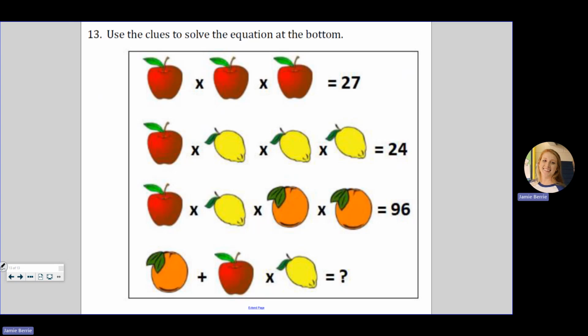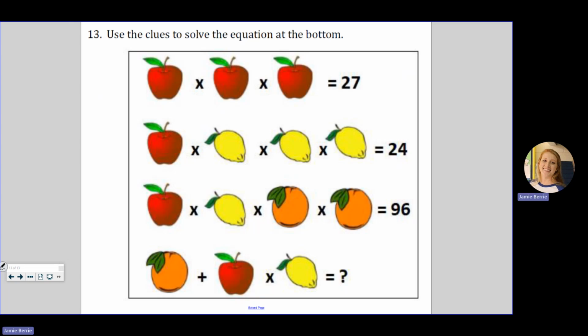Oh, yeah. This is my dad's worst nightmare on Facebook. Use the clues to solve the equation at the bottom. All right, so you have 3 clues and then the bottom equation. Oh, this one, you have to be careful on this one. Use order of operations. You're supposed to do the multiplication before you do the addition. Don't forget about that. All right, so we've got apple times apple times apple is 27.